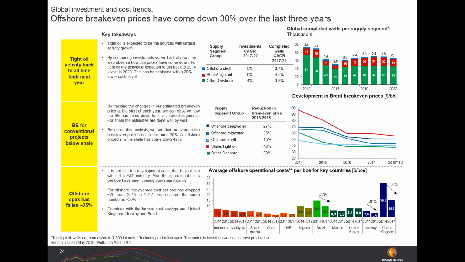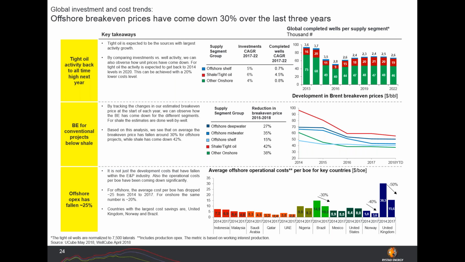We also track the changes in our estimated break-even prices at the start of each year for the different supply segments. Overall, we see that since 2015, break-even prices have come down the most in the shale segment, by 42%, followed by other onshore and offshore midwater with 35%. Deepwater reduction stands at 27%. As of today, average shale break-even is the highest at around $55 per barrel, followed by offshore deepwater at $50 per barrel, and other onshore still being the cheapest at $38 per barrel.